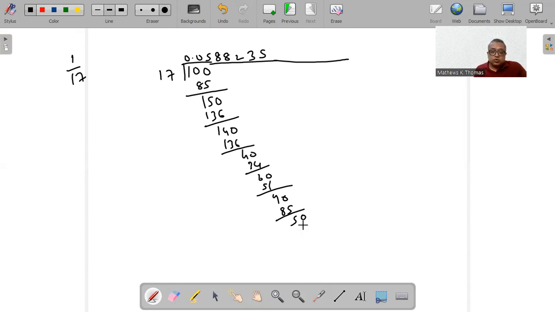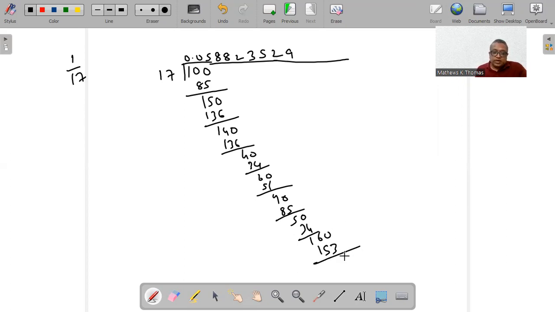Now, how many times does it go? 17 3s are 51, it is too high, so 17 2s only. So 17 2s are 34. So here I'll get 16, and I'm going to get 160 here. So then the next number, I've got 0.588235. And now how many times will it go? 9 times. So when I multiply 17 into 9, I'm going to get 153.